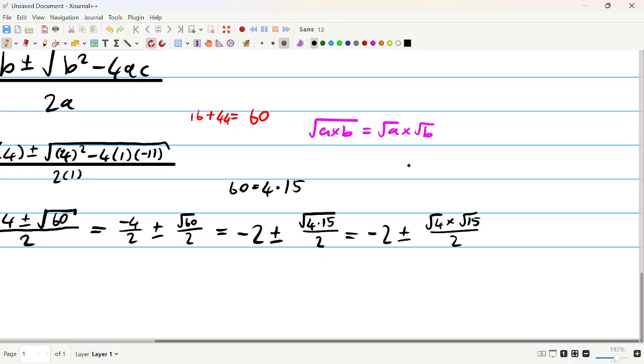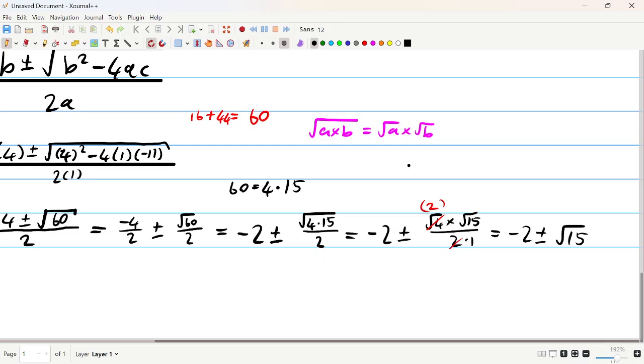And we know the square root of 4 is equal to 2, so we can just cancel them over here, because remember, this is equal to 2. And what are we left with? We are just left with negative 2 plus or minus the square root of 15, because we had 1 in the denominator. So it just becomes root 15.